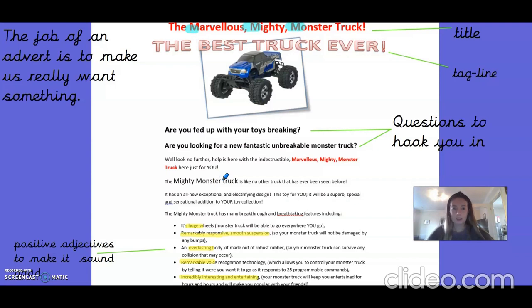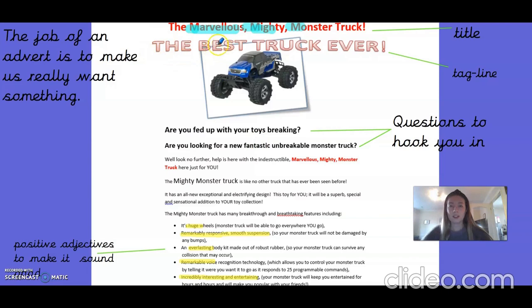I can see in the title they've used alliteration. They've used alliteration for marvellous, mighty, monster truck. They all start with the same sound. And they've thought of adjectives all starting with M. So they've described it as marvellous and mighty. To draw the reader in, they've used exciting adjectives.